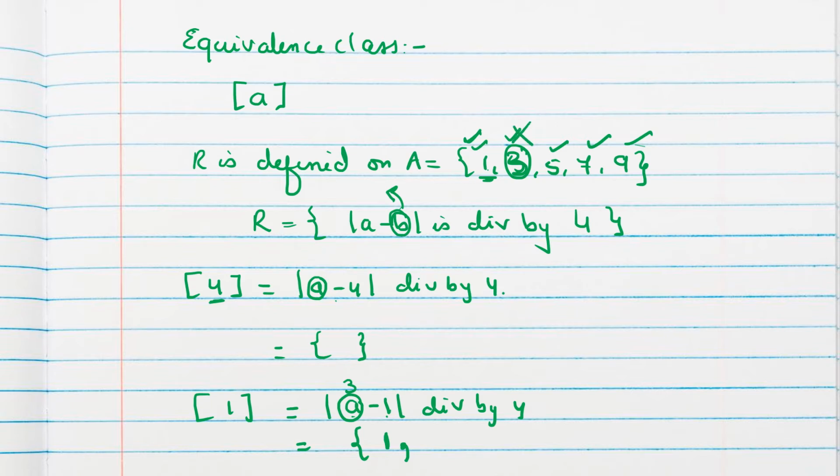It will not come. We will substitute 5 in place of A. 5 minus 1 is 4. Yes, 4 is divisible by 4. So the element 5 will come. Then 7 minus 1 is 6. No. 9 minus 1 is 8. 9 will come. So equivalence class of 4 is the empty set. Equivalence class of 1 is {1, 5, 9}.